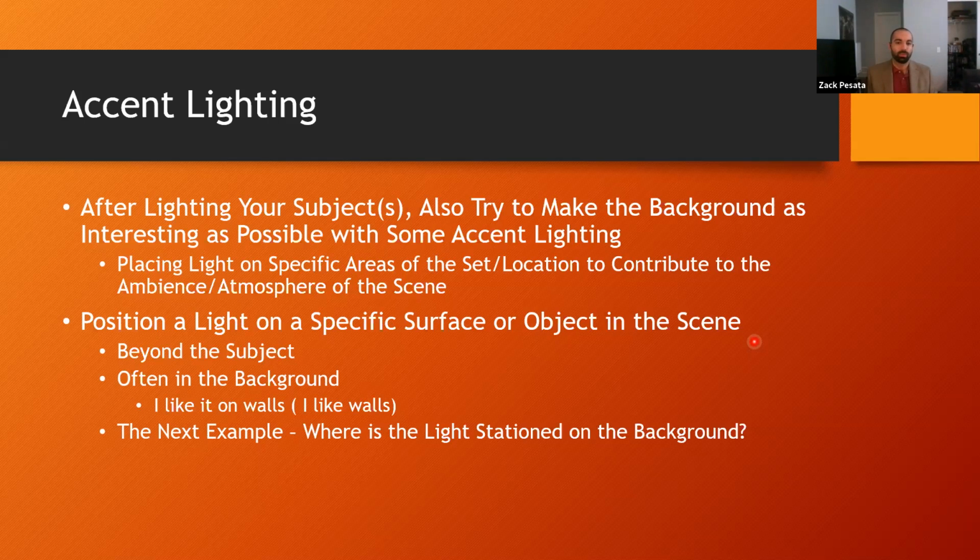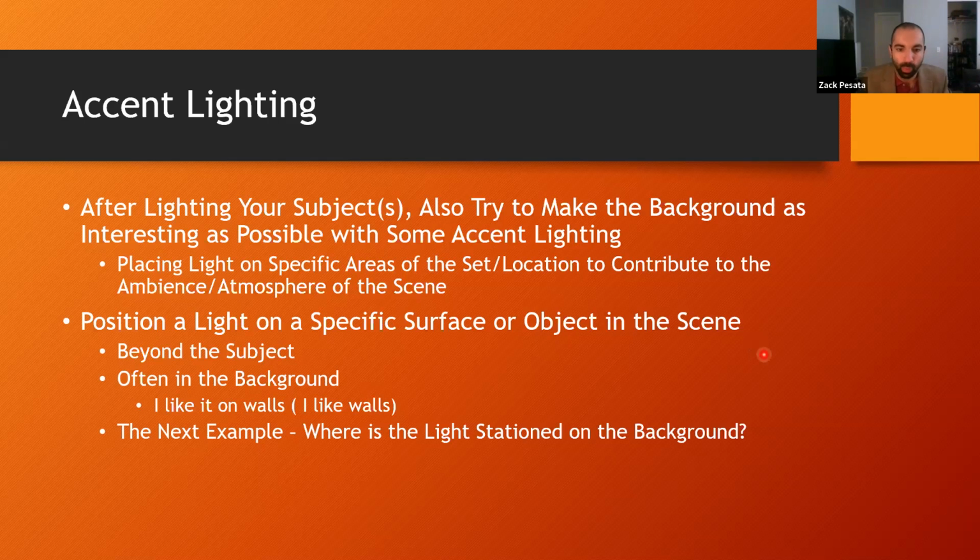So I'm just going to place that again. Accent lighting is when you specifically light parts of the set or the location or props, which we'll talk about a little bit later. So position a light on a specific surface or object in the scene. Lighting beyond the subject, often in the background. A lot of times it's like a light spilling on walls.